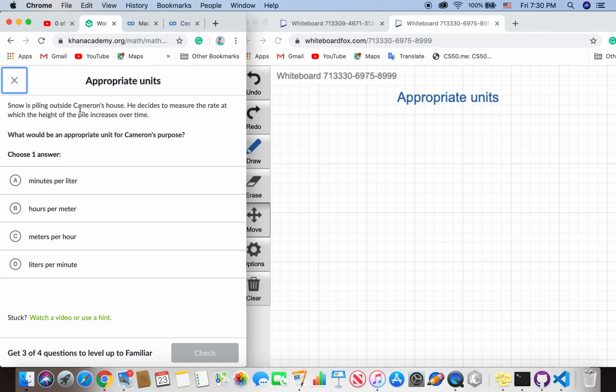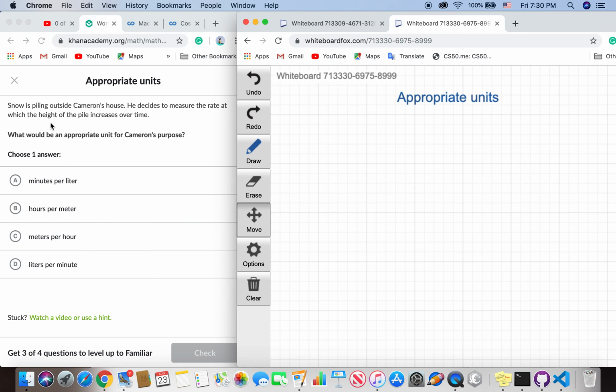So, snow is piling outside Cameron's house. He decides to measure the rate at which the height of the pile increases over time. Which would be an appropriate unit for Cameron's purpose? A. Minutes per liter. B. Hour per liter. C. Meter per hour. D. Liter per minute. So what we need to pay attention to is what is in the unit.